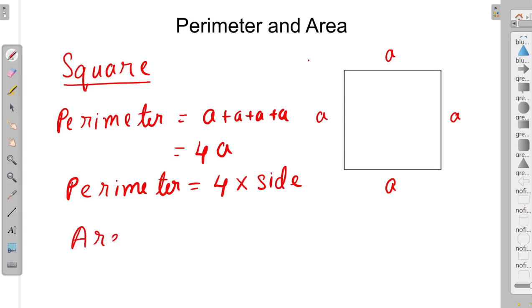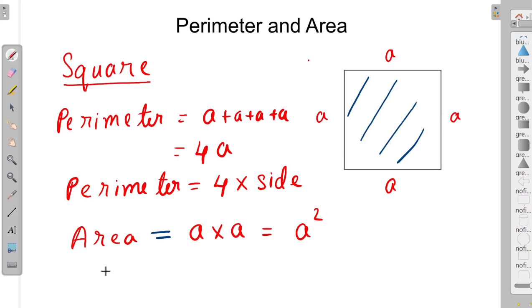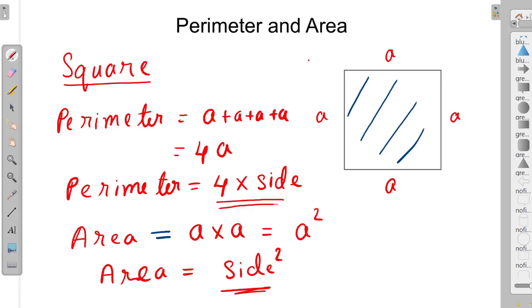Similarly, area means the space occupied by the shape. So this is the space occupied by the shape. As we have known, the area of a rectangle is length into breadth. So here also the length is A and the breadth is also A. So that is A into A, which becomes A square. Therefore the area of a square is side square. So these are the four formulas you have to know: the area of the rectangle, the perimeter of the rectangle, the perimeter of the square, and the area of the square.